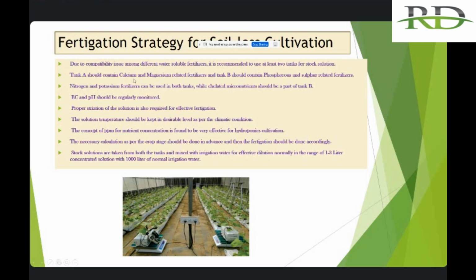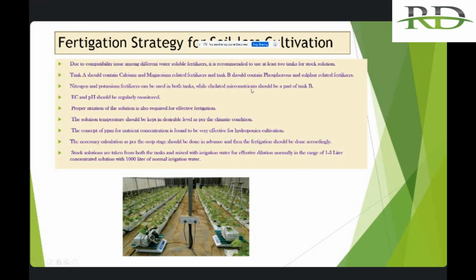Tank A should contain calcium and magnesium related fertilizers, and tank B should contain phosphorus and sulfur related fertilizer. Why we are keeping these two different tanks is that if we keep everything together, this water soluble fertilizer has the chances of compatibility issues. Okay, so it's better to keep two tanks of fertigation systems. Although nitrogen and potassium we can use in both of these tanks.